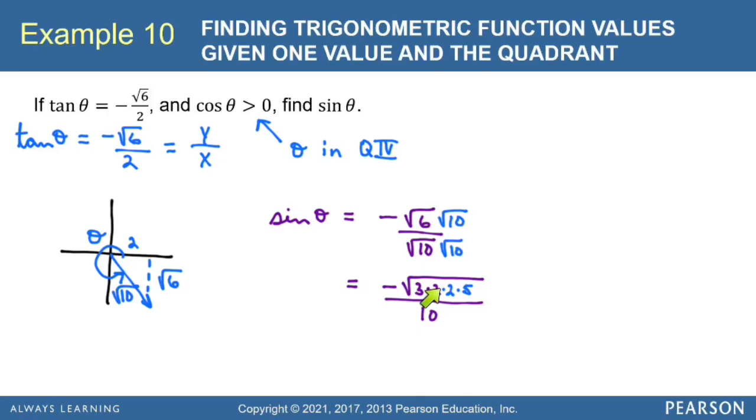Now, to simplify this radical, we've got a pair of 2's under the radical. So that's essentially 2 squared. So when that comes out of the radical, that's going to give us 2 outside the radical. And then that leaves under the radical 3 times 5, which is 15. And then we've got our 10 in the denominator. And now the fraction will simplify. 2 over 10 reduces to 1 over 5. And we end up with negative square root of 15 over 5.